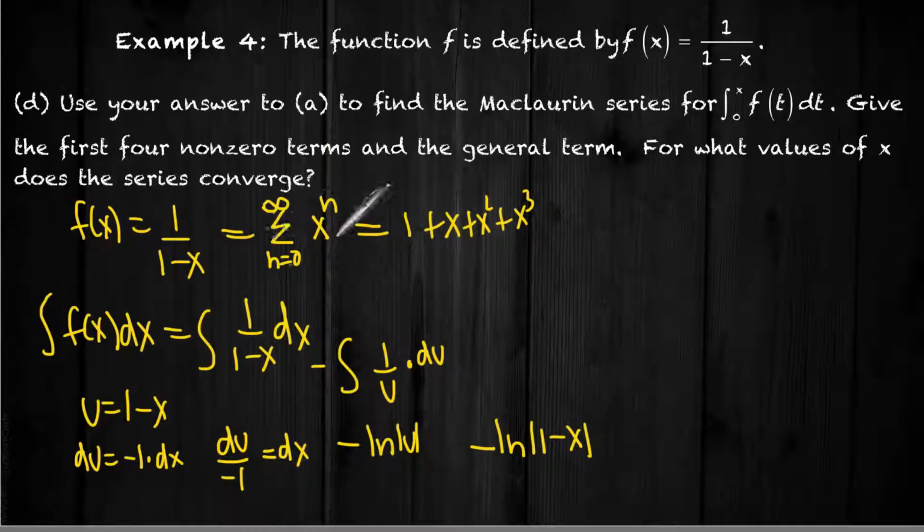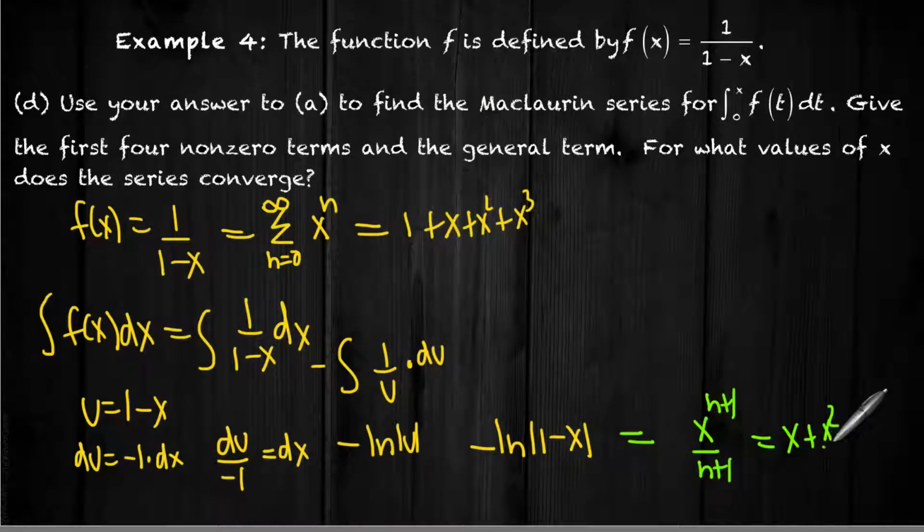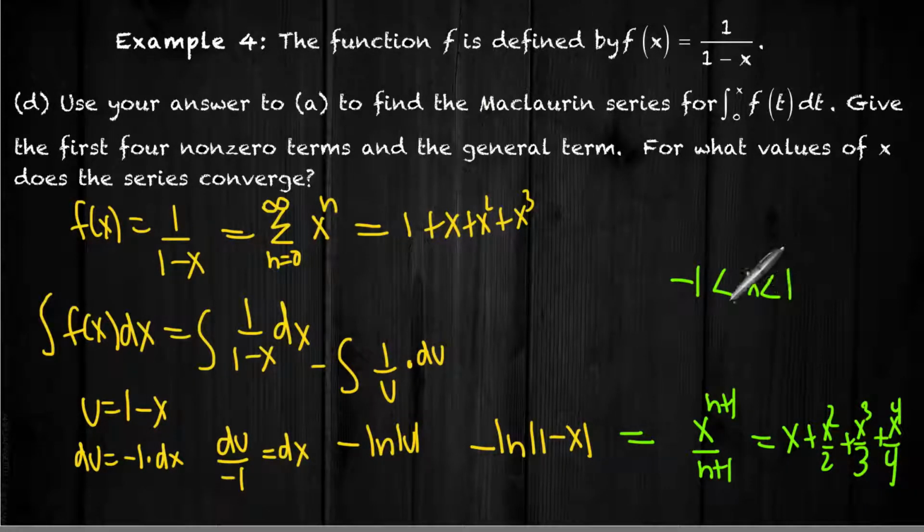All right, so now we're going to integrate the general term as well. If we integrate the general term, that's going to give us x to the n plus 1 over n plus 1. And now we're also going to integrate these first four terms. So that's going to be x plus x squared over 2 plus x cubed over 3 plus x to the 4th over 4. So here are the first four non-zero terms. Here's the general term, and it converges once again for all x's between negative 1 and 1.